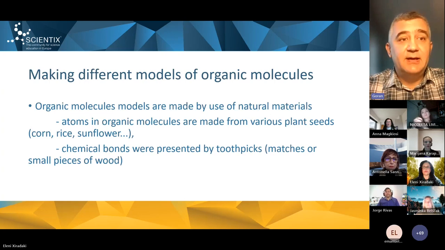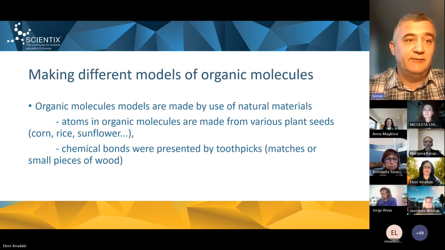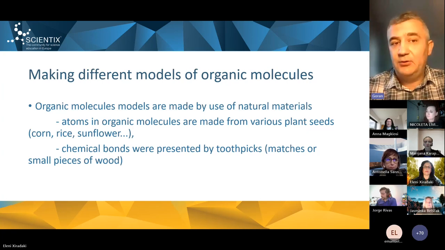The first activity is making different models of organic molecules from natural materials. We make atoms in organic molecules from various plant seeds. For example, we use corn, rice, and sunflower, and we present chemical bonds with toothpicks. We can also use matches or small pieces of wood.